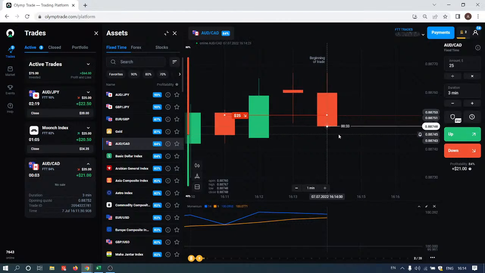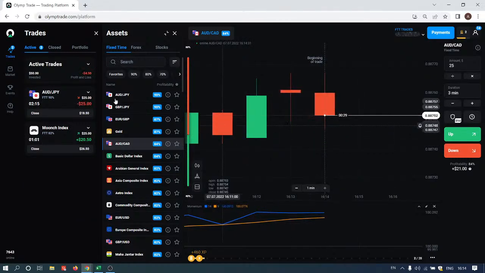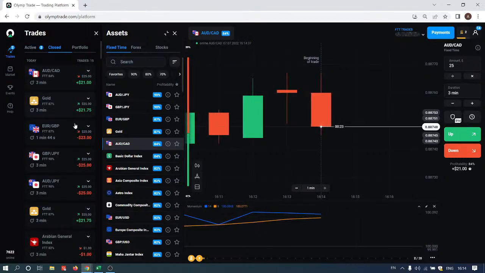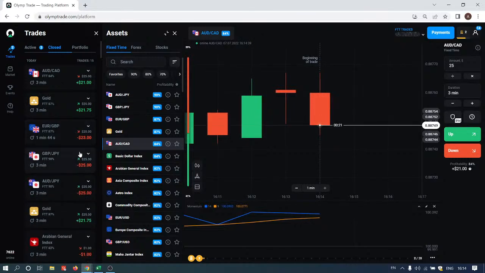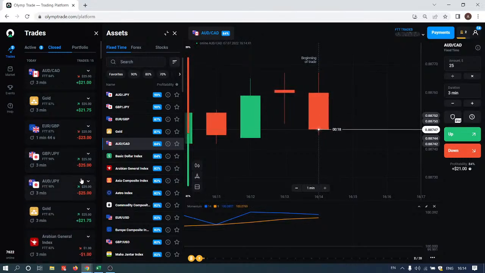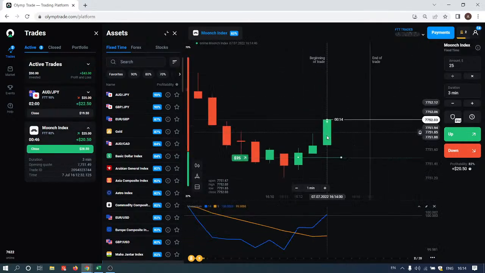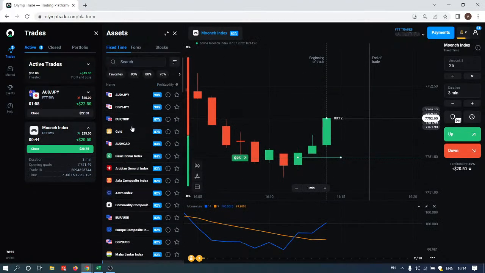But anyways, the main point here is, did we close with a profit? Yes, we did close with a profit. Yeah, these two trades. All right, Munch index should close with a profit. So I have two more trades.